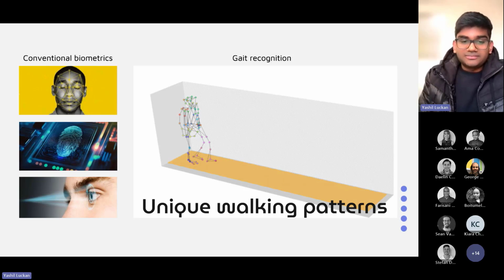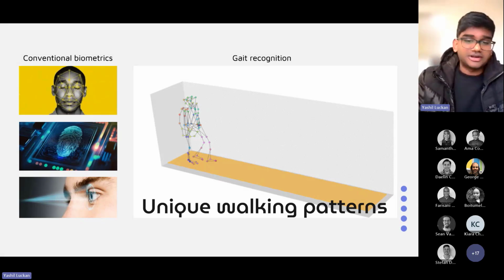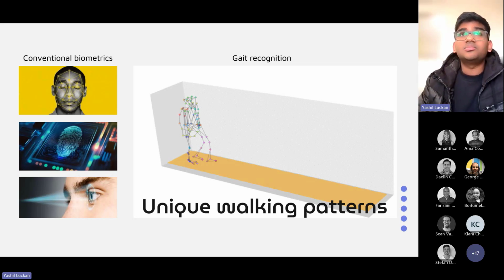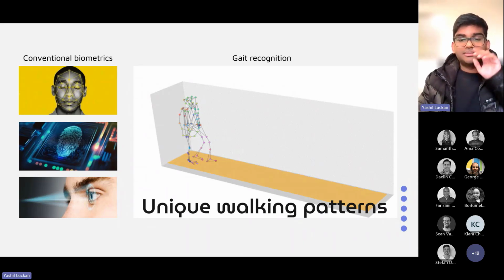So what is gait recognition, right? At its core, gait recognition is a biometric technology that analyzes the unique way in which an individual walks to verify their identity. Unlike conventional biometrics like fingerprint or facial recognition, gait recognition leverages the distinctive patterns in a person's stride, posture, and movement. These patterns are influenced by various factors, such as the structure of the skeleton, your muscle strength, and even habitual behaviors that are formed over time.